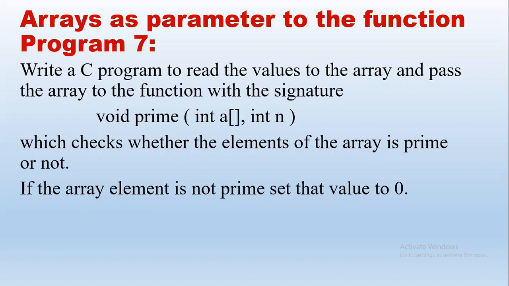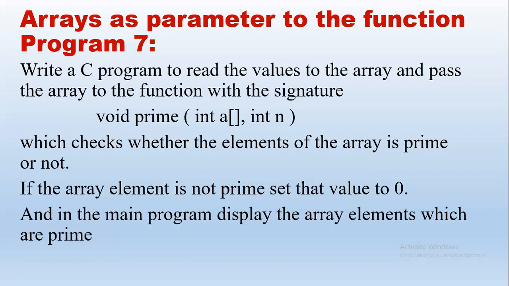So if the array element is not prime, then set that value to 0. For example, if a of 1 is equal to 4, that means the second element in the array is not prime. So that should become 0. Only that particular element, note that it is not the entire array. One by one we will check each array element. If a of 0 is prime, then what to do? If it is prime, then we have to display the array elements. And it says in the main program, that means we have to get back that, right? Here we will see how to use this. So we have to display the array elements which are prime.